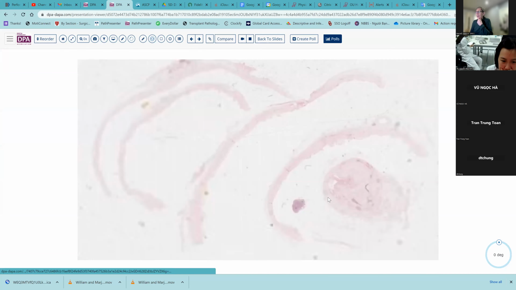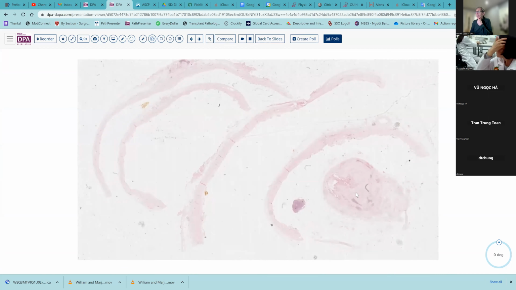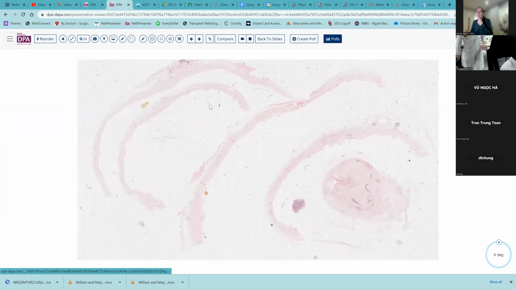So here's another example. Well, I'm going to skip this case. Let's just go on. This was an obstructive due to nerve proliferation. So we'll talk about other things.